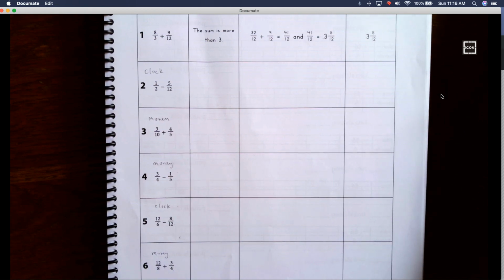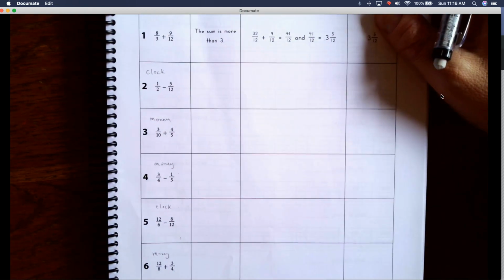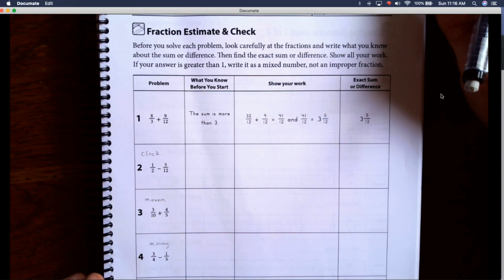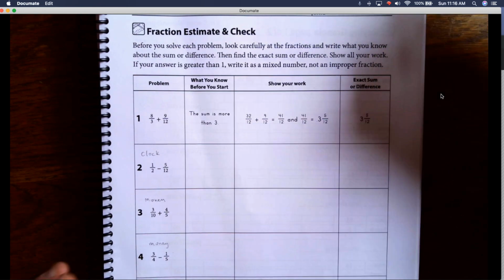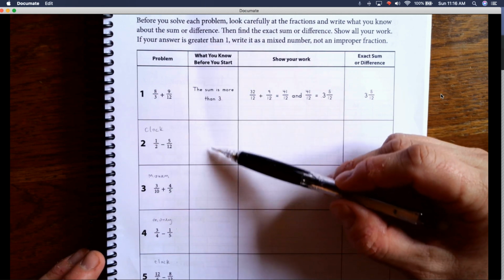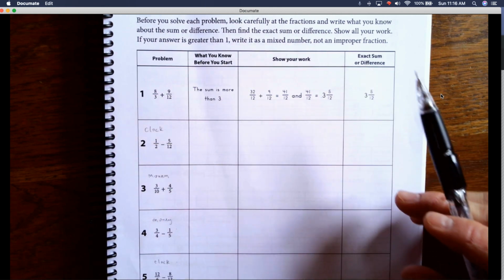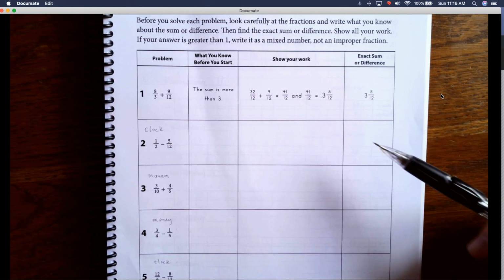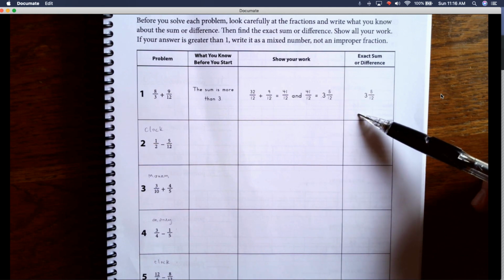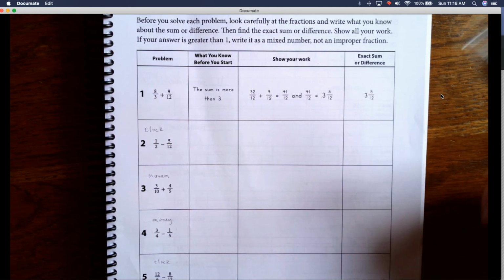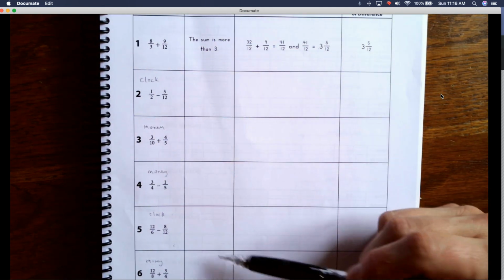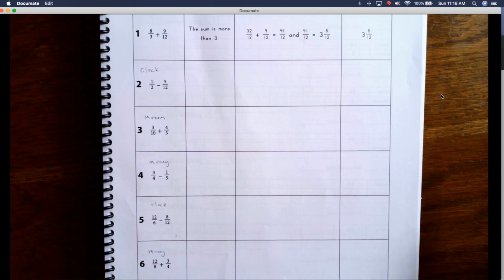Hey, mathematicians. This activity is student book page 49, and it's called Fraction, Estimate, and Check. This is going to be a two-part video. The first part is all about estimating what we think these fractions will be, the sum or the difference. And then the second video will be showing our actual work and writing the actual answer in this column here.